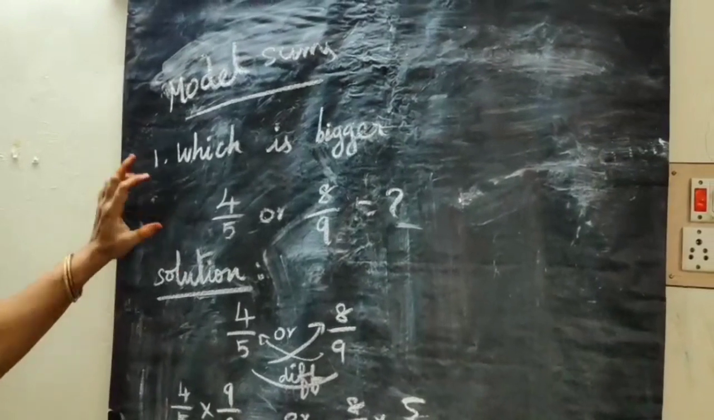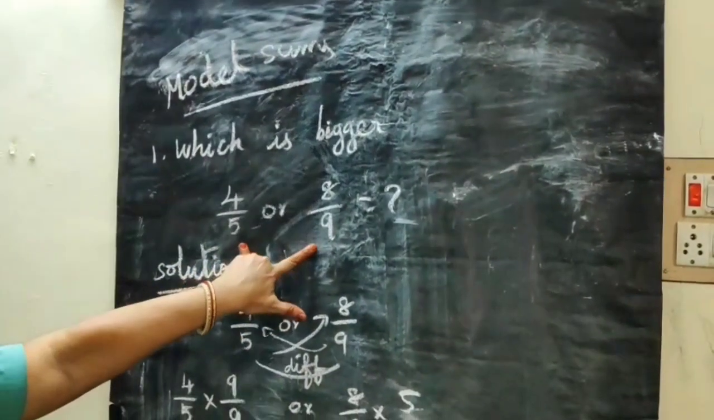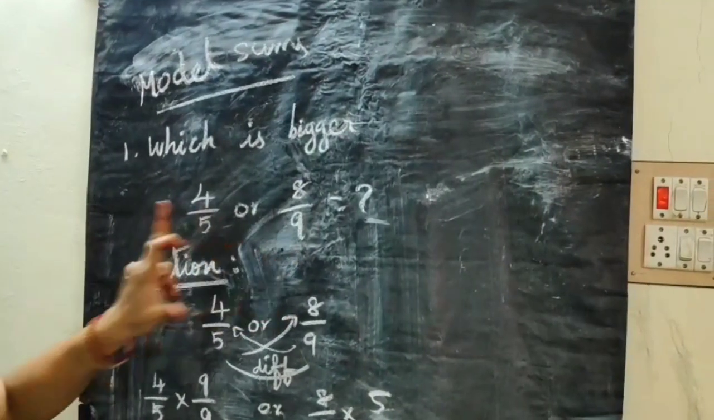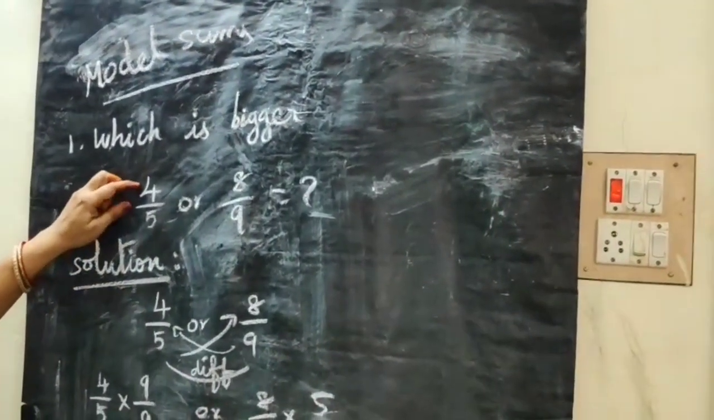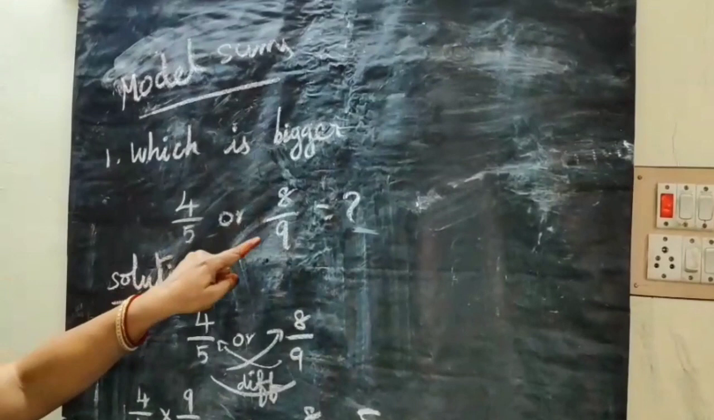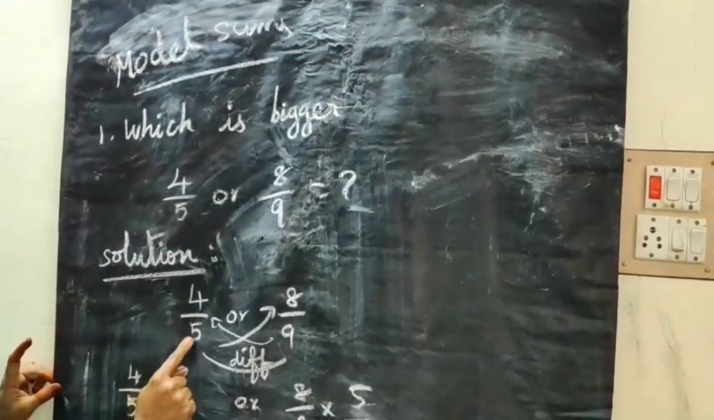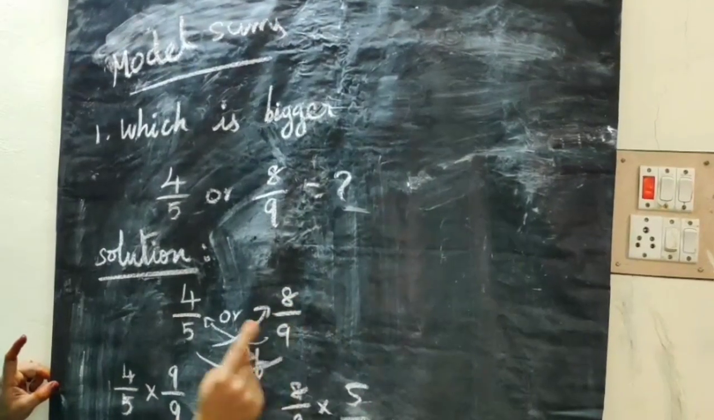Which is bigger? I took two fraction numbers. Compare the two fractions, which is bigger. First fraction is 4 by 5 or 8 by 9. Solution: write the question again. 4 by 5 or 8 by 9.